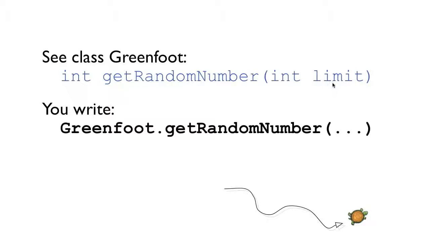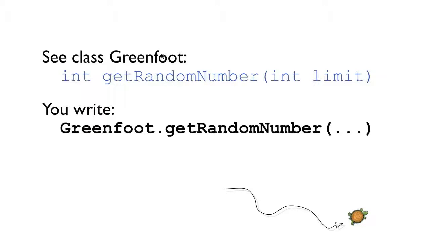So if I choose, for example, 20 as the limit, the resulting number that I get back will be between 0 and 19. So the limit itself is excluded, which means if I put in 20, I get 20 possible numbers, and they are 0 to 19. 0 to 19 is 20 different possible numbers that I will get out.